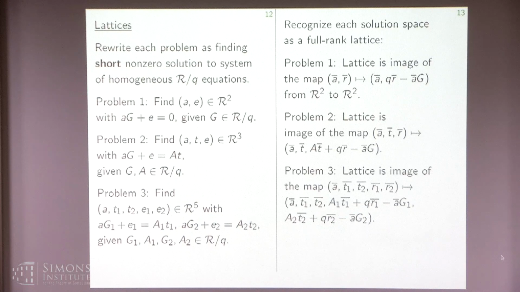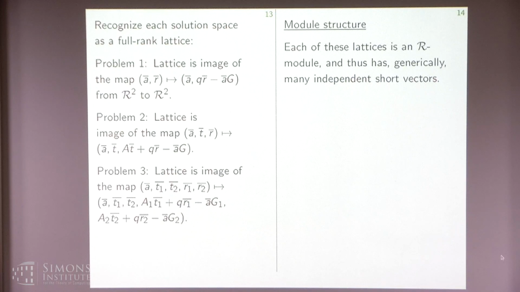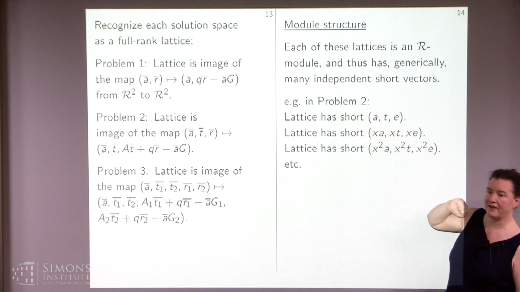Now, how do you break these? Dan was already referring to Martin's talk from the boot camp, and I was referring to Alice's talk this morning. So we have these R modules, and we can look at them as lattices, but we have some extra structure here. We can use this extra structure to find not just one solution, because we do know that this A comma E, or this A T and E and so on, depending on which problem you're looking at, has at least one short solution. But once you have one short solution, because of the algebraic structure, you get lots of independent short vectors. For instance, for problem 2, we have this short vector.